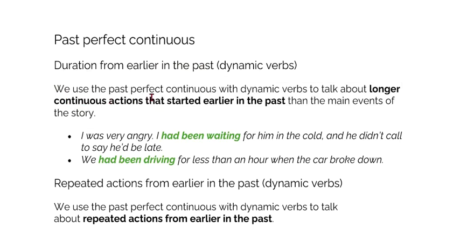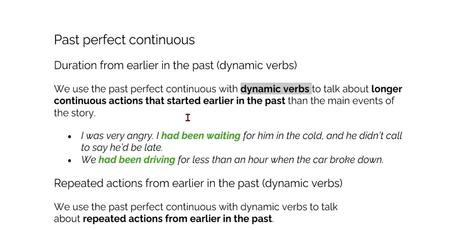We use the past perfect continuous with dynamic verbs or action verbs, not state verbs, to talk about longer continuous actions that started earlier in the past than the main event of the story. Let me just read this again. We use past perfect continuous with dynamic verbs to talk about longer continuous actions that started in the past before the main event of the story.